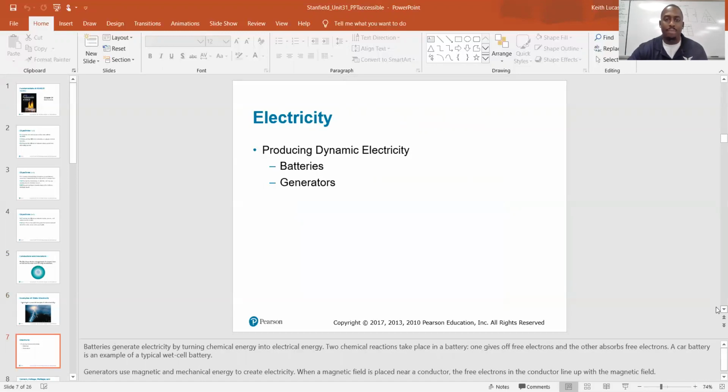Producing dynamic electricity with batteries or generators. Batteries generate electricity by turning chemical energy into electrical energy. Two chemical reactions take place in a battery. One gives off free electrons and the other absorbs free electrons. A car battery is an example of a typical wet cell battery. Generators use magnetic and mechanical energy to create electricity. When a magnetic field is placed near a conductor, the free electrons in the conductor line up with the magnetic field.